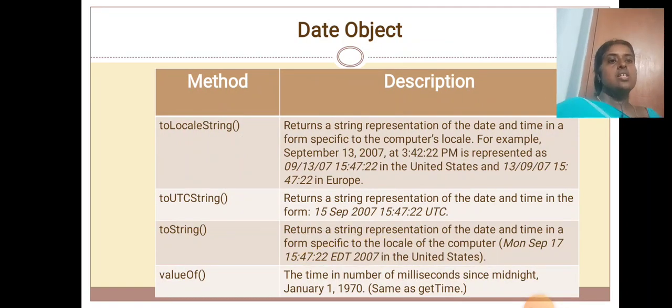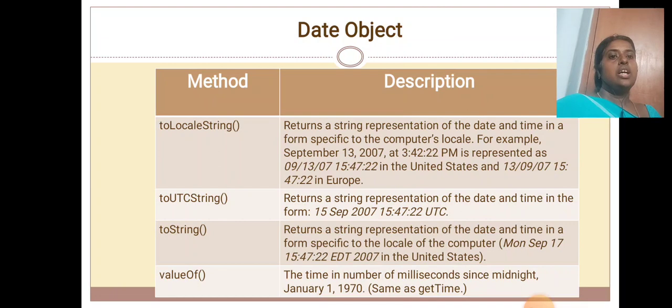toLocaleString is used to return a string representation of a date and time in the form specific to the computer's locale. So whatever format you set in your system, it will return the date and time in a string format.